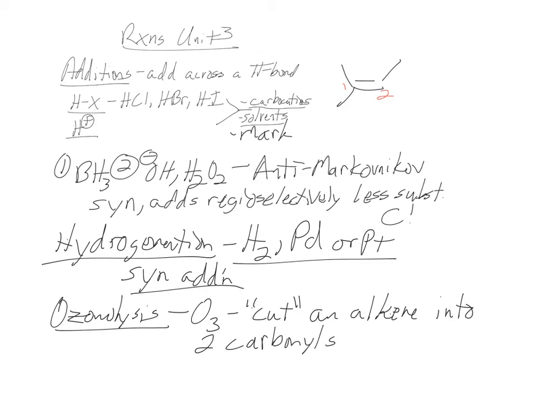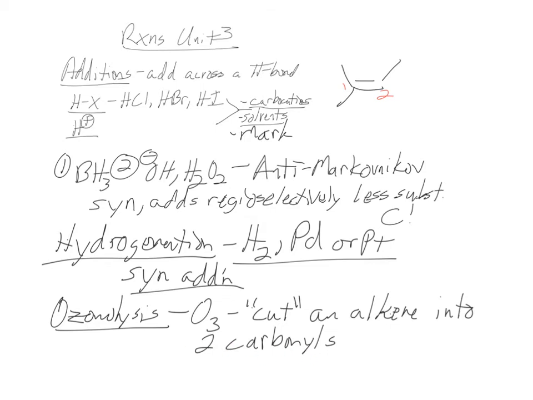Right? You cut an alkene, turn it into two carbonyls. Usually aldehydes or ketones, one of those two. Okay? So you don't need to know the mechanism for that. So no mechanism for step 2 here. No mechanism for hydrogenation. You need to know it's a syn addition. No mechanism for ozonolysis, but you need to know what it does: it cuts into two carbonyls.